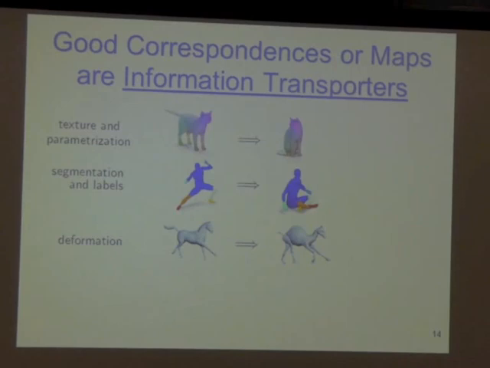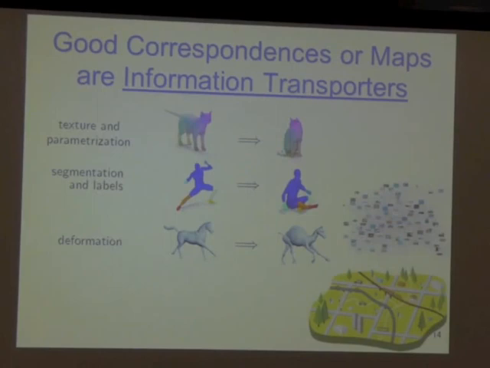And part of the reason we want to have these relationships or mappings is because we can transport information from one piece of data to another. And of course, in computer graphics, this is very common because we can use mappings between 3D models to transport texture and parametrization, segmentation and labels, transport deformations, and so on. But we'll see many more uses of this idea. So part of what we are doing here is building a transportation network. The same way that you have cities and roads and cars transporting goods, in our case, there'll be things sitting on the edges of this network that transport information between the data that the edge joins. And that is part of the power that comes from these networks.